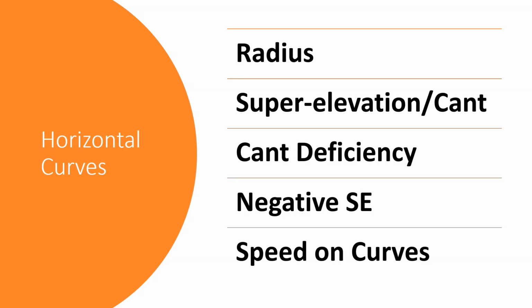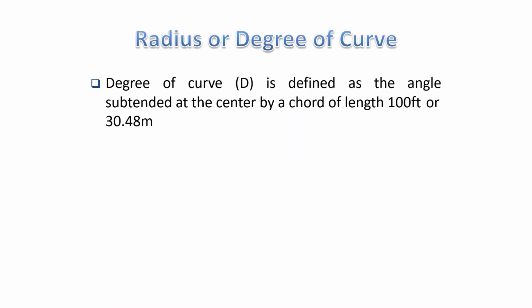So now let's focus mainly on the design aspects of horizontal curves. The various elements to be designed include the radius, super elevation, cant deficiency, negative super elevation, and based on all these, what should be the safe speed with which the trains can run. So let's see this in detail. In the case of railways, we generally provide circular curves, and its speciality is, as we all know, that each curve should have the same radius at every point of it. So the relation between the radius and the degree of curve is being discussed in this slide.